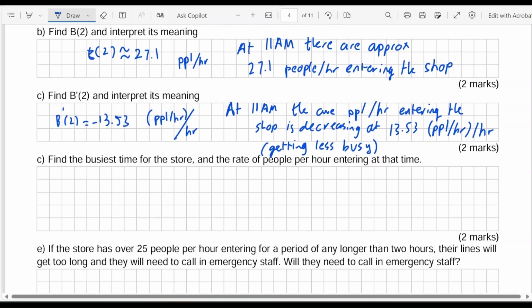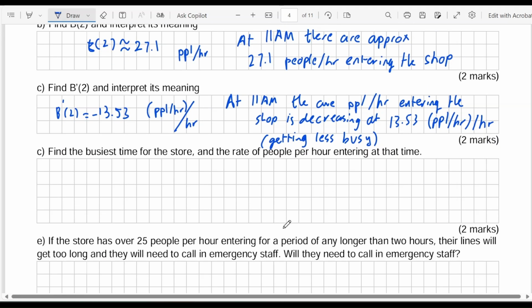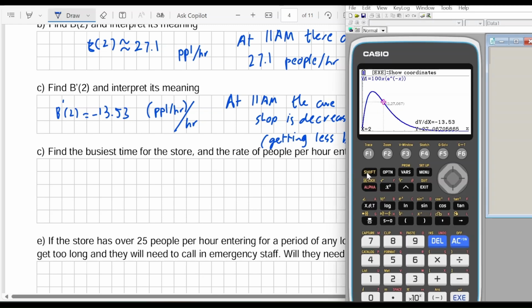Find the busiest time for the store and the rate of people entering per hour at that time. Now, usually in these questions, when I ask for rate, I mean the derivative, but since we're already graphing the rate, it's a bit different. Busiest time for the store, Shift G solve max. There it is, 136.8.